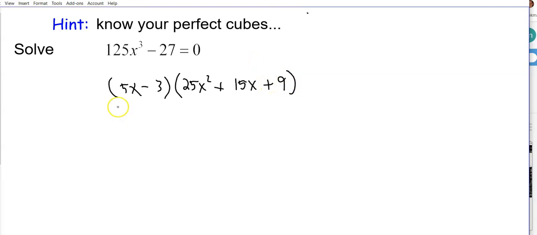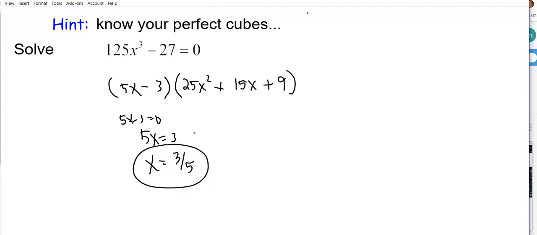Okay, so now we've got to set this equal to 0. So 5x minus 3 equals 0. So 5x equals 3. So x equals 3/5. I've got one of my answers. Oh boy, that doesn't look like it factors. So I'm going to do the quadratic formula. So this is going to be tough.